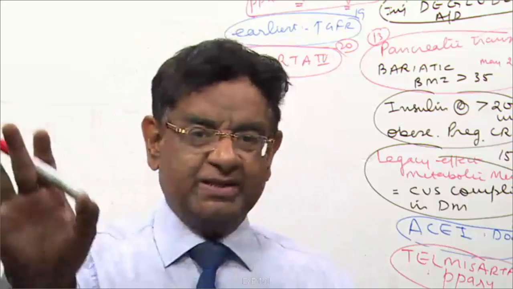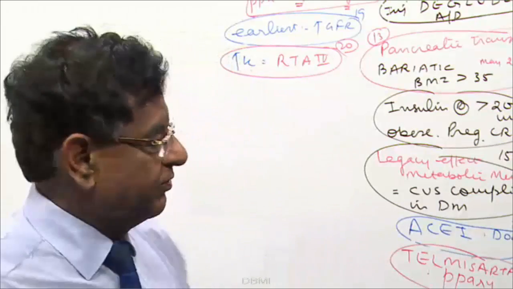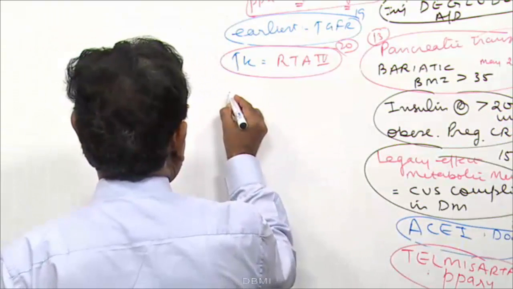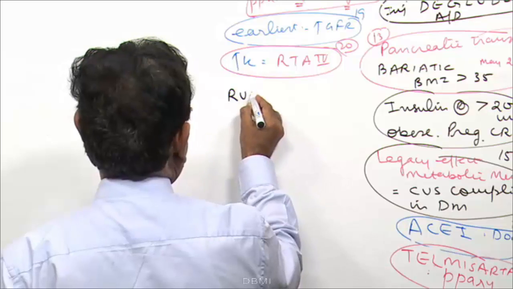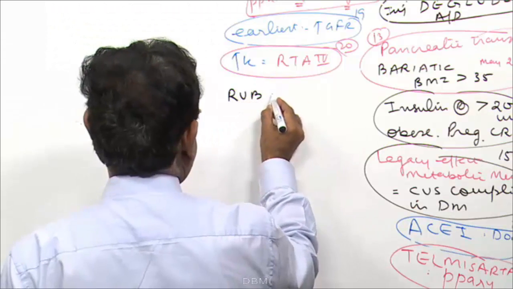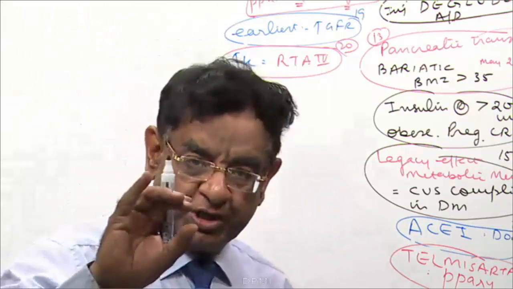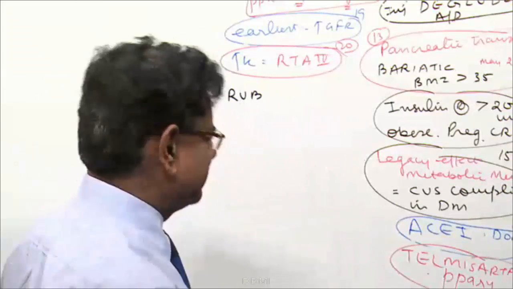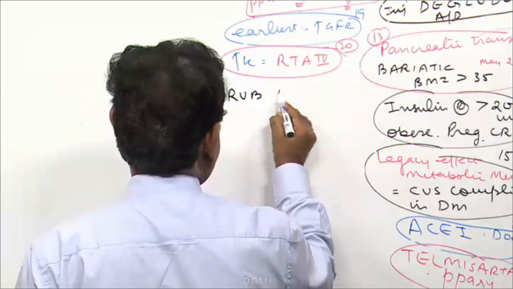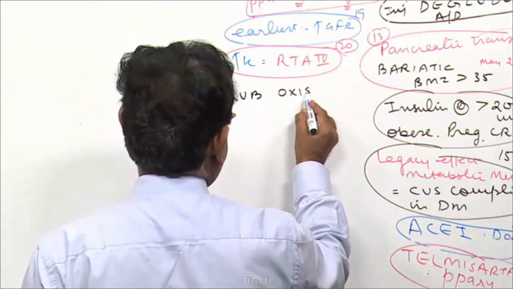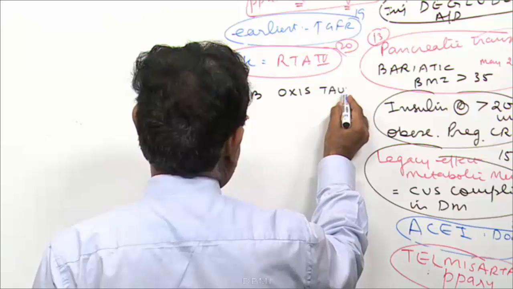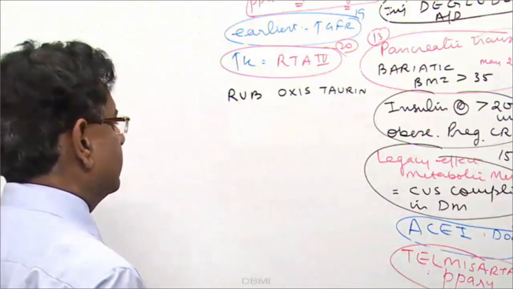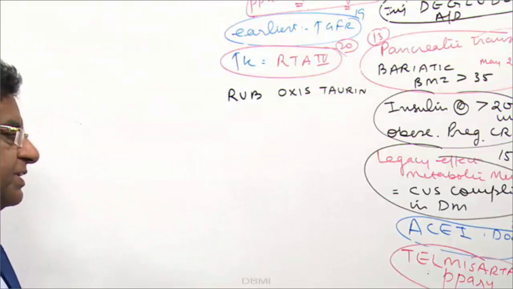Now we got one more new drug which is not given in the latest Harrison also, and you will not get it in any of the books. We got one drug called ruboxistaurin. Although the word is a single word, I am writing it with a gap because it is difficult to pronounce.